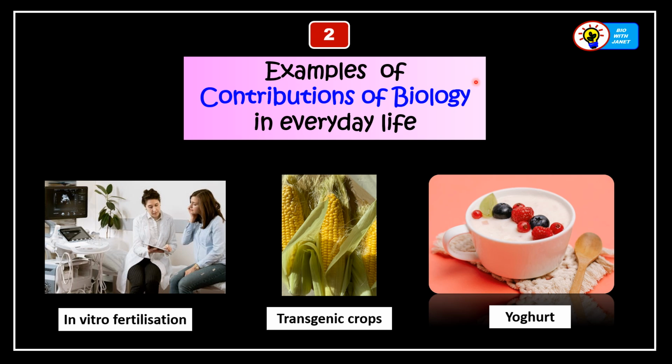Secondly, let's look at examples of contributions of biology in everyday life. For example, through the use of in vitro fertilization, which is developed for couples who may want to have children but may have difficulties due to blocked fallopian tubes in the wife. Then through the production of transgenic crops that can help increase the quality of the crop and also the quantity of the crop for the consumption of human beings. And then thirdly, through the production of various types of food, such as yogurt. Let's find out more.